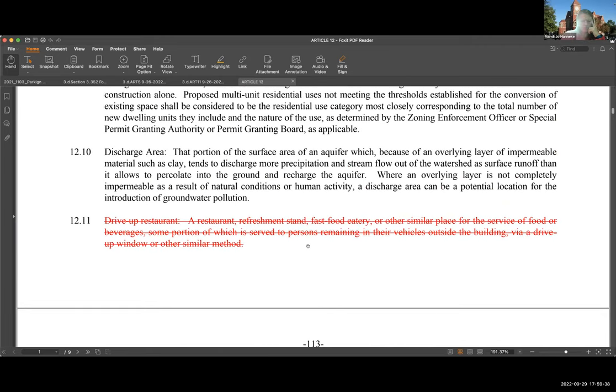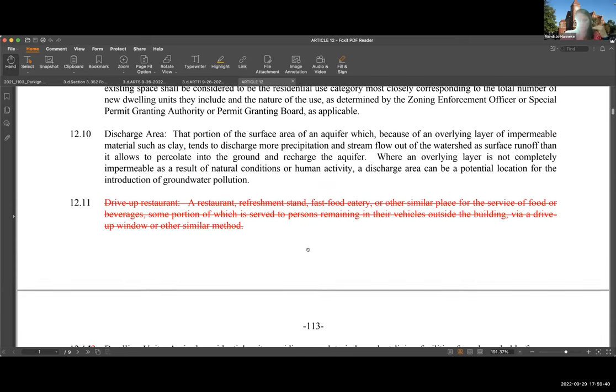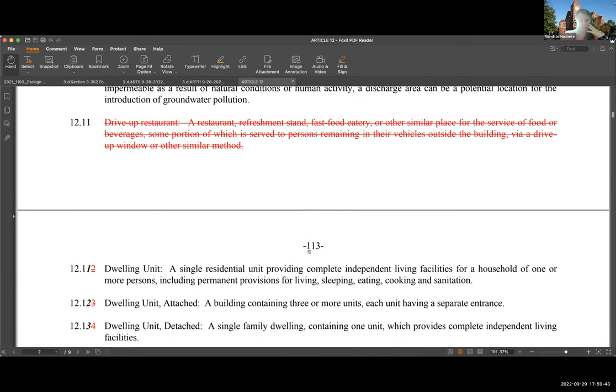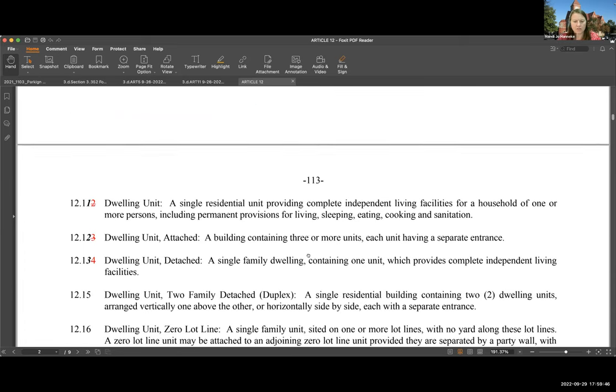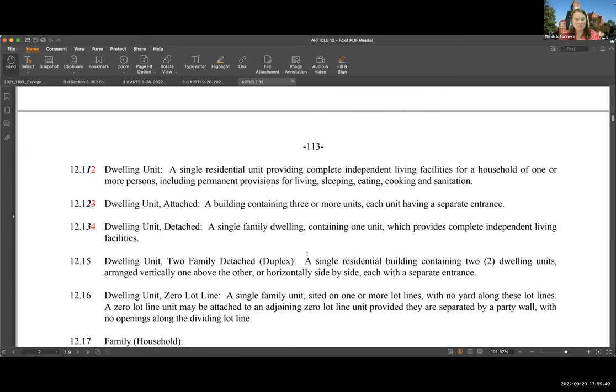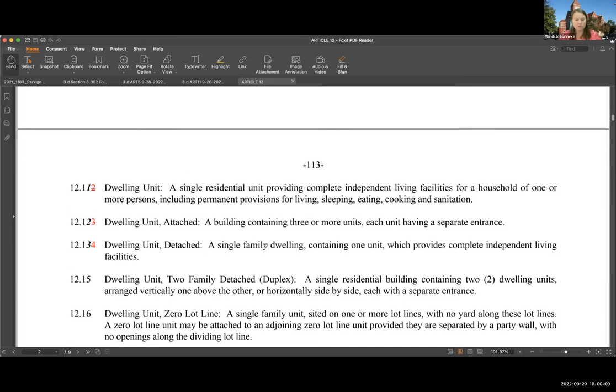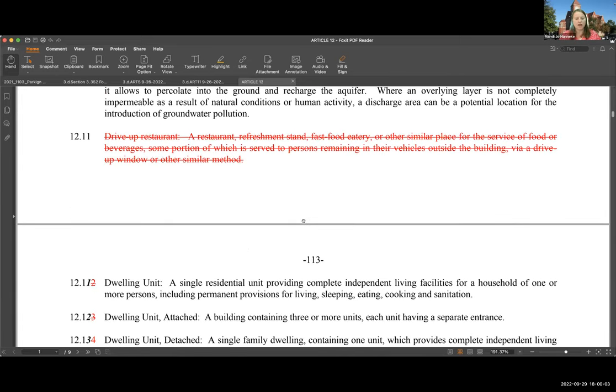My only question is with the renumbering, because we were shown not full renumbering, and I wasn't sure whether you were planning on renumbering. I always get worried when you renumber an entire section in such a big document, because what if you referenced that definition by number? So would it be better to just not renumber, delete drive-in restaurant or whatever it's called, drive-through restaurant, drive-up restaurant, and leave 12.11 there with the word reserved? So sort of like a blank number without renumbering anything else. Or some other definition beginning with D. Yeah, potentially.